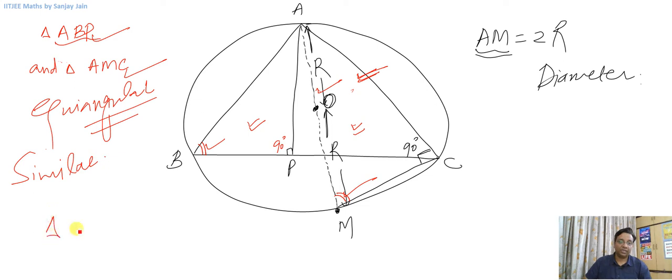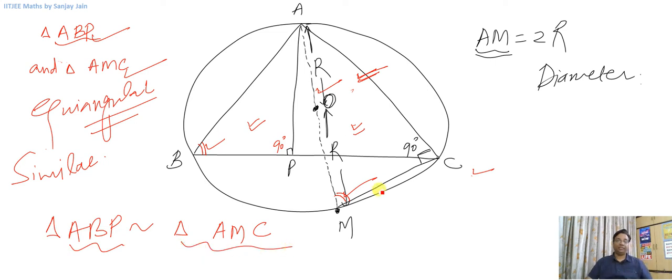So what will be the similarity? That triangle ABP will be similar to triangle... Now let us look at the angles. It will be similar to, now angle P corresponds to C here, because both are 90 degrees. Let me write it here. Angle B corresponds to M here, so let me write it here, and then here I'll write A. So triangle ABP is similar to triangle AMC.